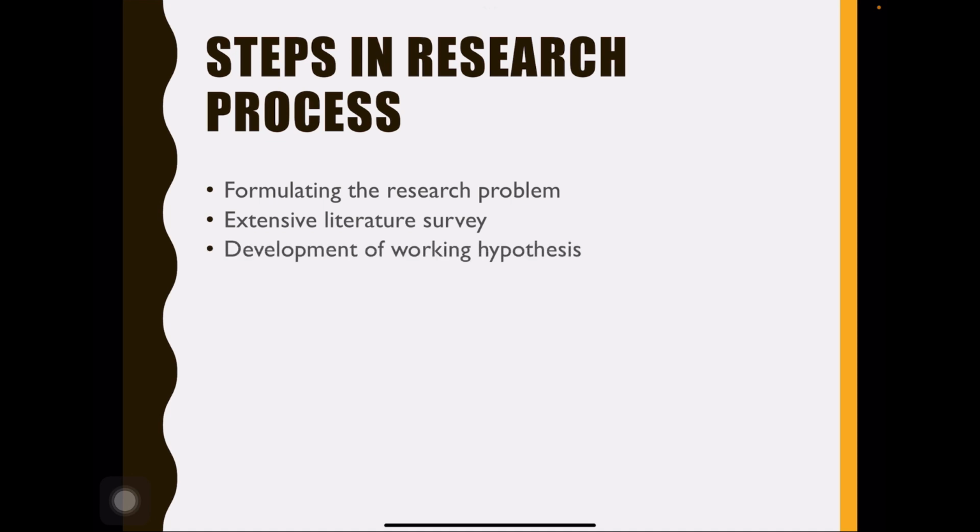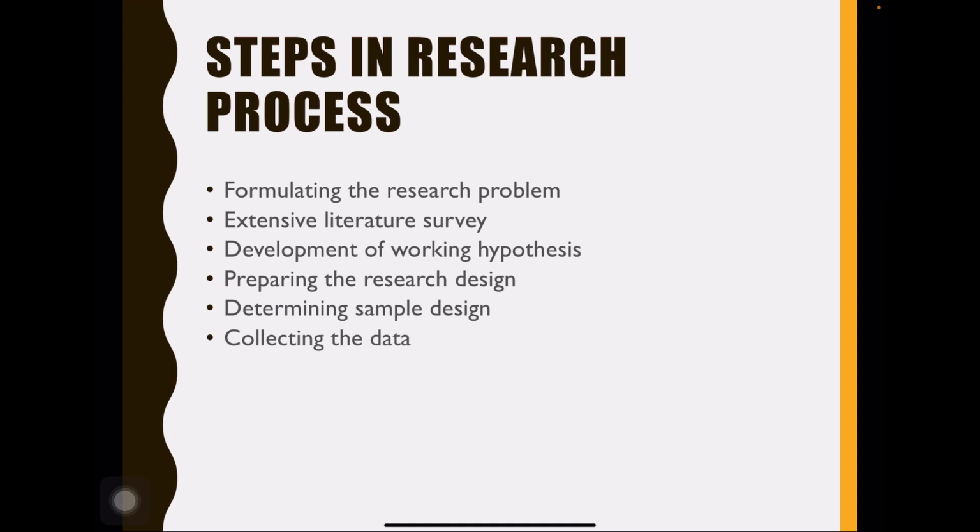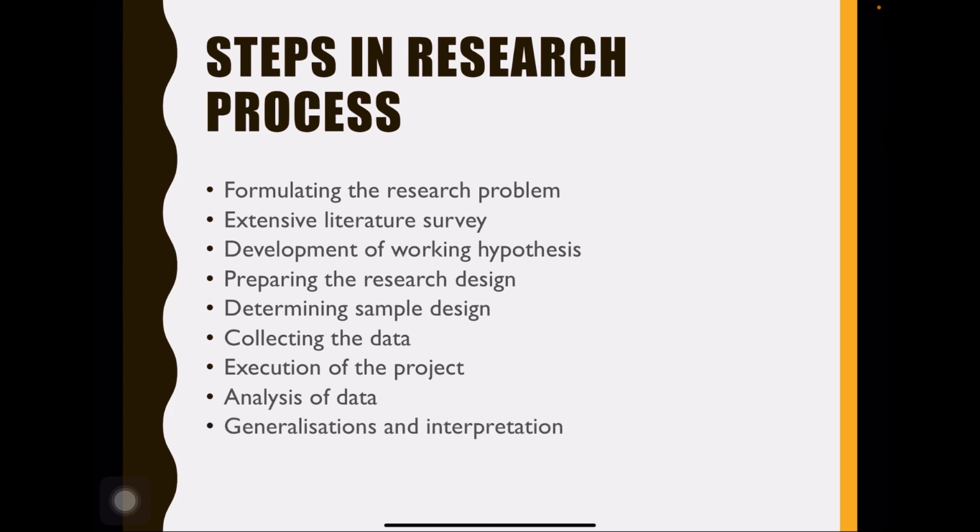Steps in research process. Formulating the research problem, extensive literature survey, development of working hypothesis, preparing the research design, determining sample design, collecting the data, execution of the project, analysis of data, generalizations and interpretation, preparation of the report or thesis. So these are the steps in research process. Now one by one we will discuss these steps in brief.